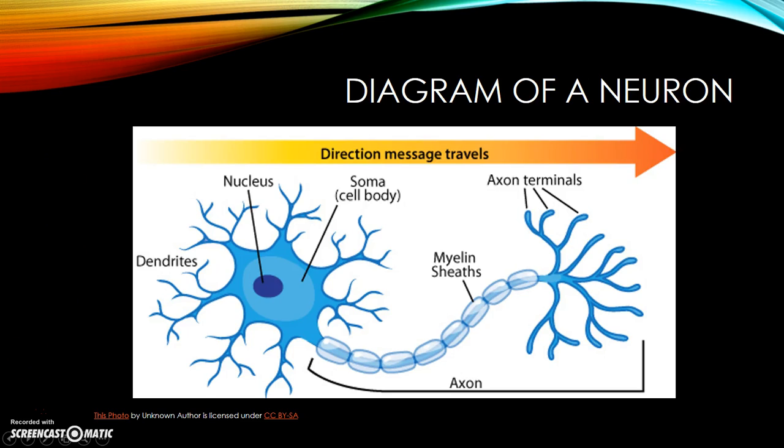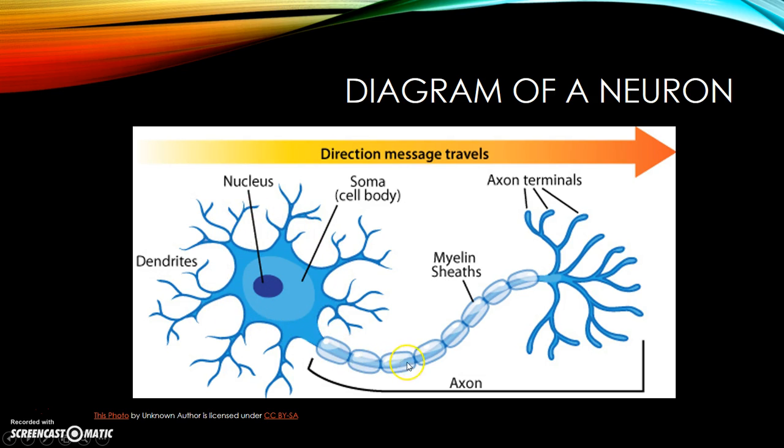So here's a diagram of a neuron, and I'm not going to make you write this down. If you want to draw it, be my guest, you can pause the video and do that. But the message starts at what are called dendrites, these little branch things here. And of course it's a cell, so it has to have a nucleus. And then the rest of the nerve cell is called the cell body.